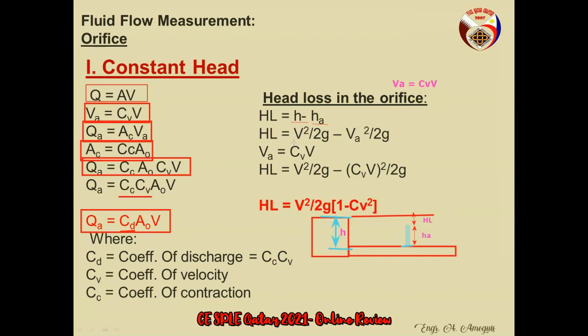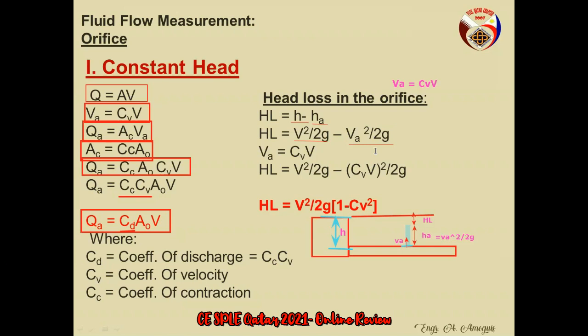But yung H is yung kanina, di ba ito yung V square over 2G? But yung H actual is V actual square over 2G. Kasi paglabas nito sa butas, hindi na yan equal to theoretical. Meron tayo dito velocity, ito is velocity actual, VA. So yung HA is equal sa VA square over 2G. Pag i-simplify mo, yung VA mo is CV times V. So you'll have head loss is V square over 2G minus yung V actual is CV V square over 2G.